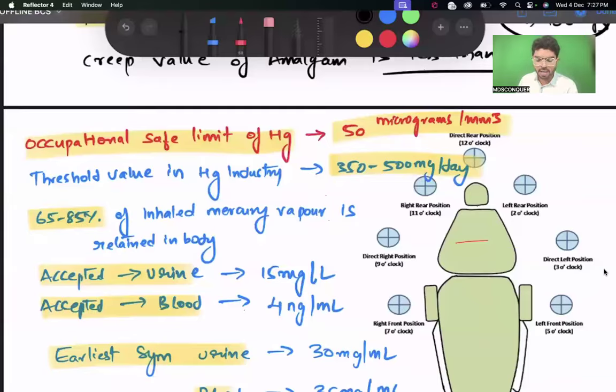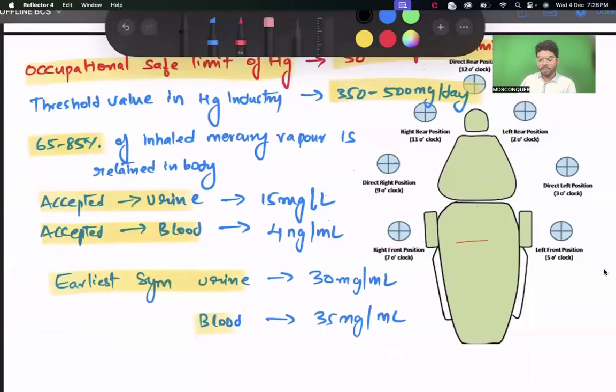Very important previous repeats. Occupational safety level of mercury is 50 micrograms per meter cube. Threshold value of mercury in the mercury industry is 350 to 500 milligrams per day. 65 to 85% of inhaled mercury vapor is retained in the body. Most dangerous form of mercury? Organic, that is basically methyl and ethyl. Methyl form is the most dangerous organic form. Accepted urinary levels are 15 milligrams per liter and accepted blood levels are 4 nanograms per ml.